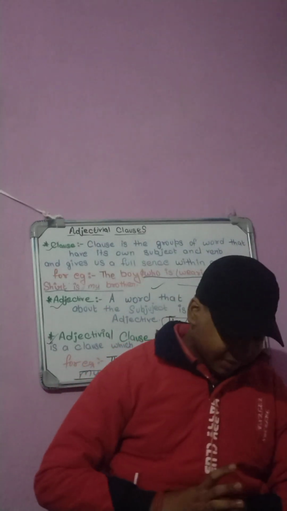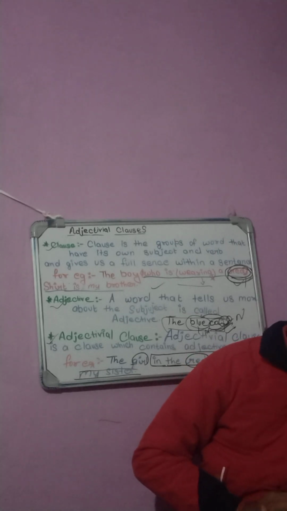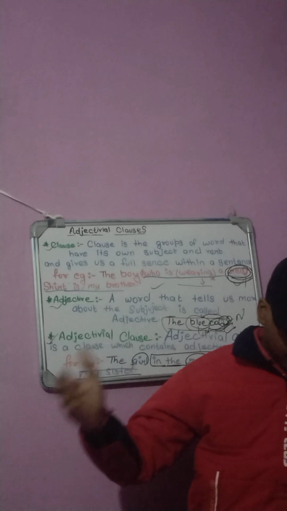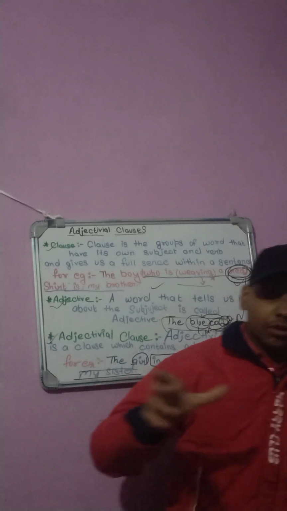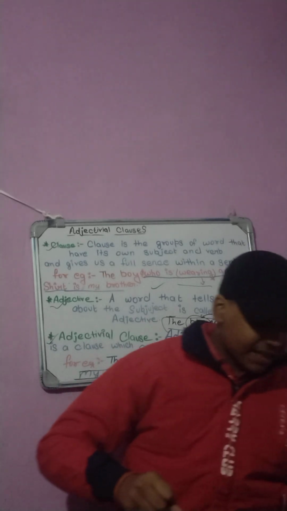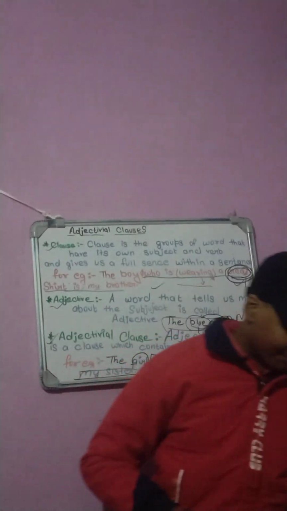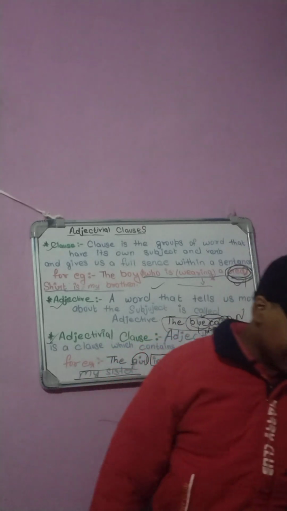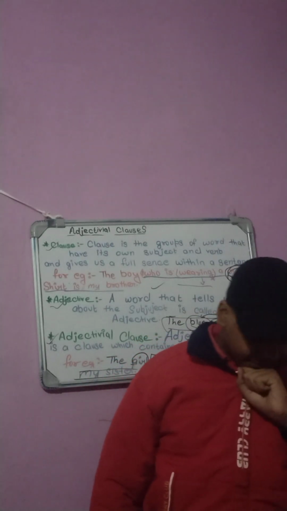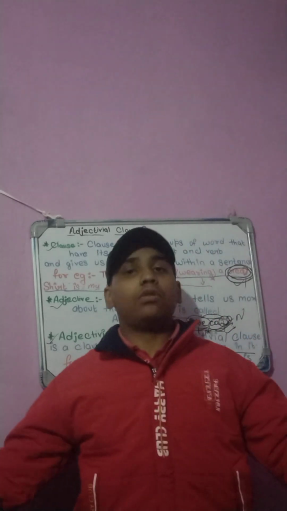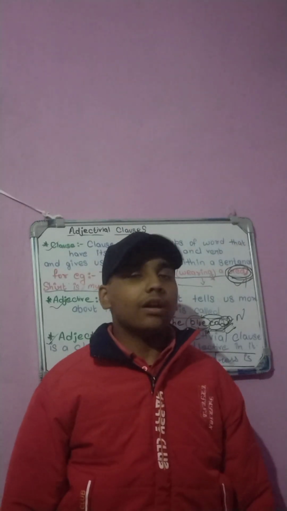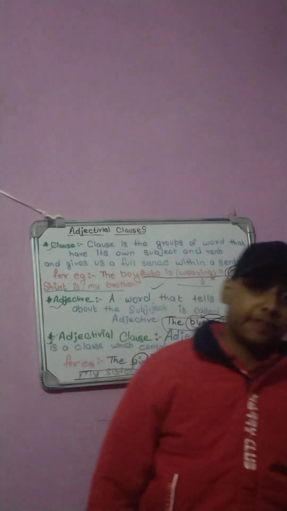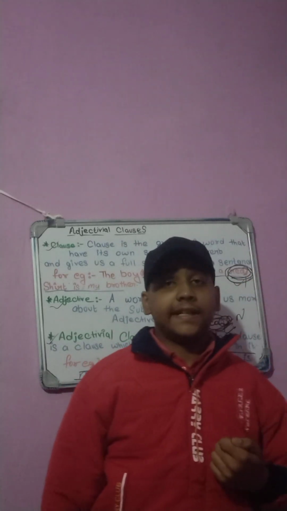For example, a film which has no sense of violence is difficult to come by. Here the clause is which has no sense of violence. If we take out this clause from the sentence, then the sentence will be: a film is difficult to come by. What is difficult to come by? So this is a defining clause in this sentence.